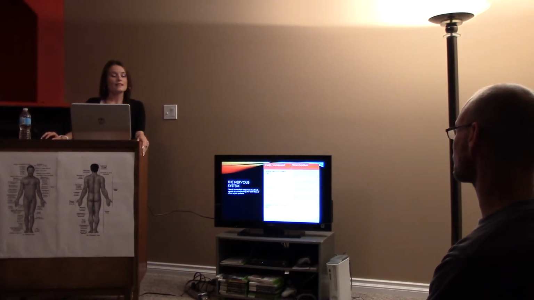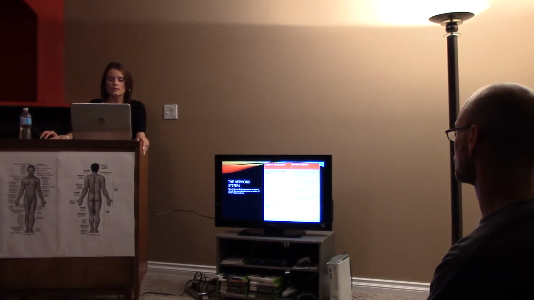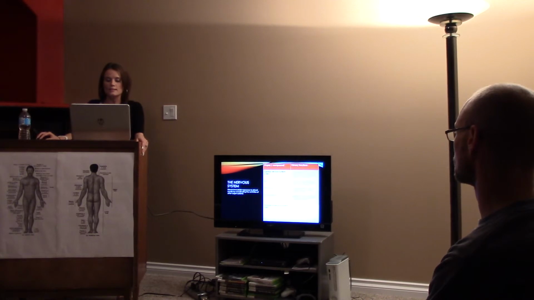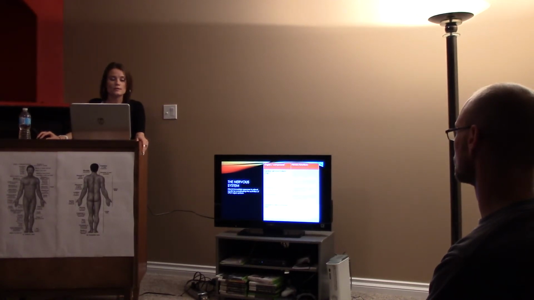So, as we said, it has two systems within a system. So we have the central nervous system and the peripheral nervous system. So within the central nervous system, there is the brain, the spinal cord, and the special senses. And then your peripheral nervous system, and that links the central nervous system with other organ systems and with sense organs.